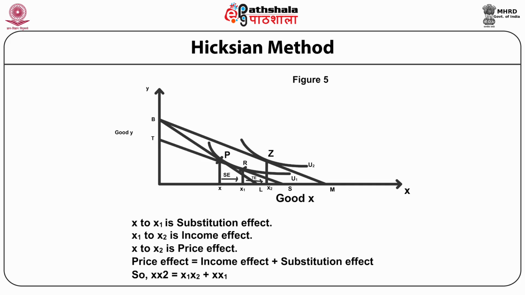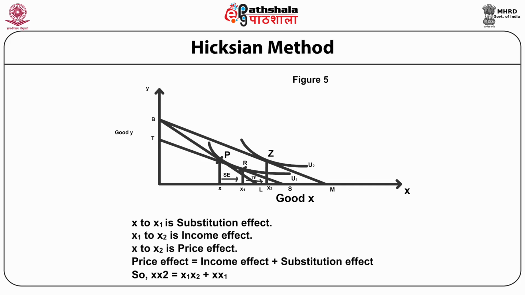Movement from point R to point Z is called income effect, because if the consumer's income is not held constant, he will move from point R to point Z, which means with an increase in the consumer's income, his consumption of good X will also increase. So the increase in quantity demanded of good X with a fall in the price of good X is called income effect. Now we can summarize that the price effect is equal to substitution effect plus income effect.